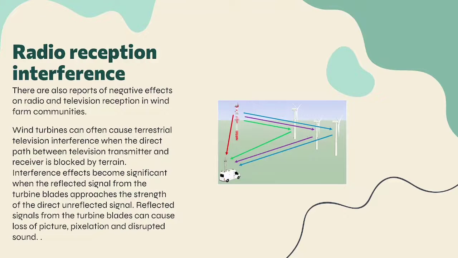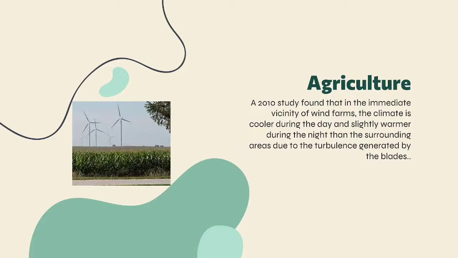Next up is radio reception interference. There are also reports of negative effects on radio and television reception in wind farm communities. Wind turbines can often cause terrestrial television interference when the direct path between the television transmitter and receiver is blocked by terrain. Interference effects become significant when the reflected signal from the turbine blades approaches the strength of the direct unreflected signal. Reflected signals from the turbine blades can cause loss of picture, pixelation and disrupted sound. There is a common misunderstanding that digital TV signals will not be affected by turbines. In practice, they are. Last is agriculture.